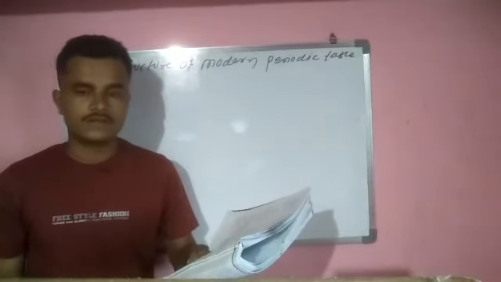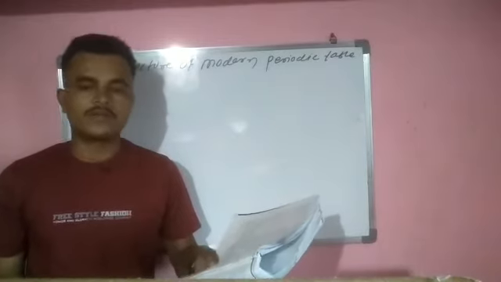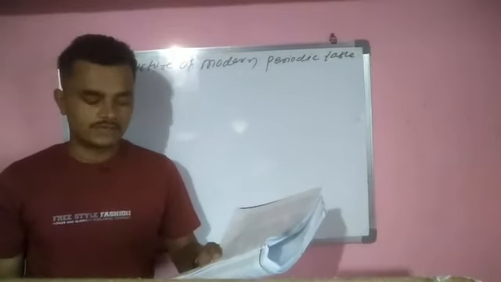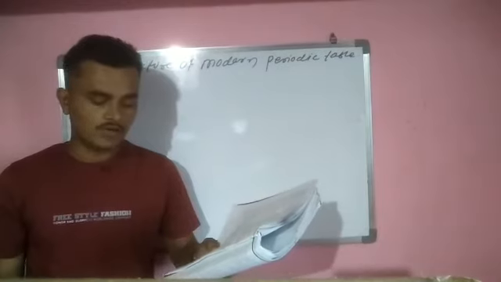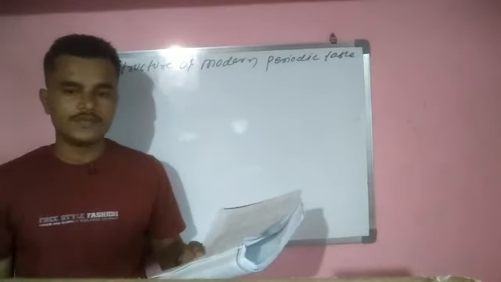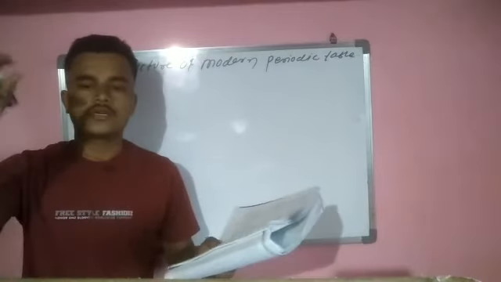Now, the arrangement of periods and the groups results in the formation of boxes. Atomic numbers are serially indicated in the upper part of these boxes. The atomic number of each element is indicated on the upper side of each box.